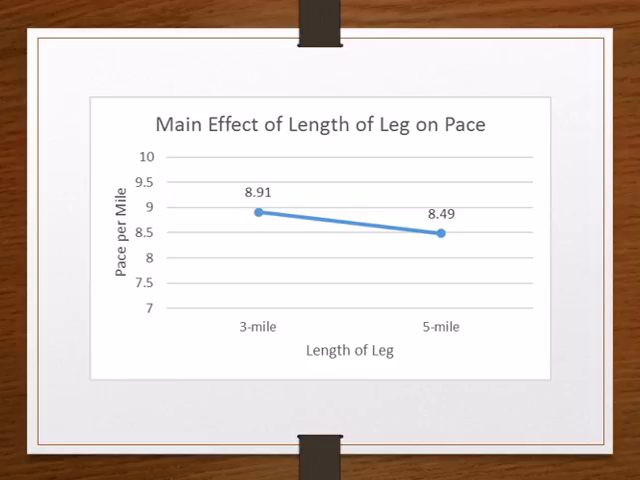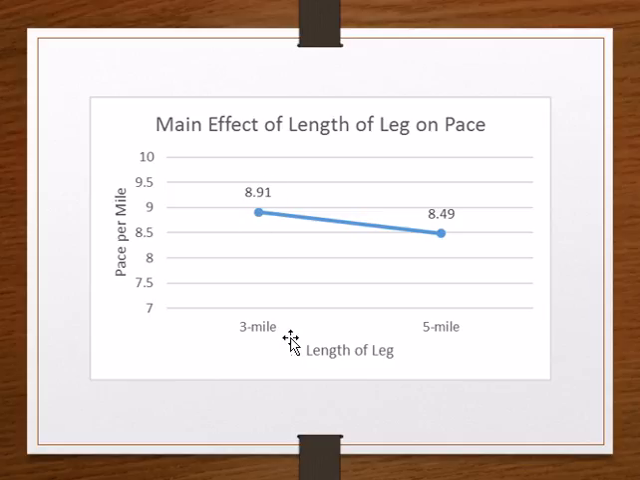We'll pretend for a moment that the data showed significant mean differences in addition to what we're seeing on the graph. We see that there's a difference. We don't really know if it's significant without doing the test, but anyway. The pace per mile is actually slower with the shorter leg, and that's something I definitely didn't anticipate.